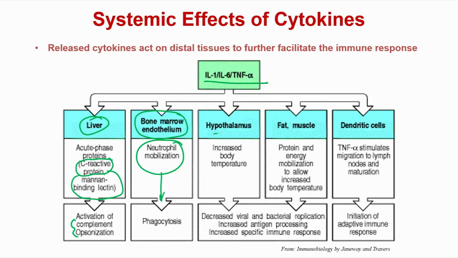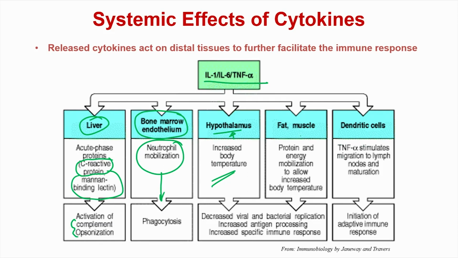Then they can also act on the hypothalamus, which is a brain organ, and that is responsible for increasing the body temperature. The reason it is done is because our immune cells and our own cells are much more capable of handling a higher temperature than, let us say, a pathogenic cell. So, if you increase the body temperature from 37 to, let us say, 39, the body is at a more advantage at that point than these pathogenic cells.